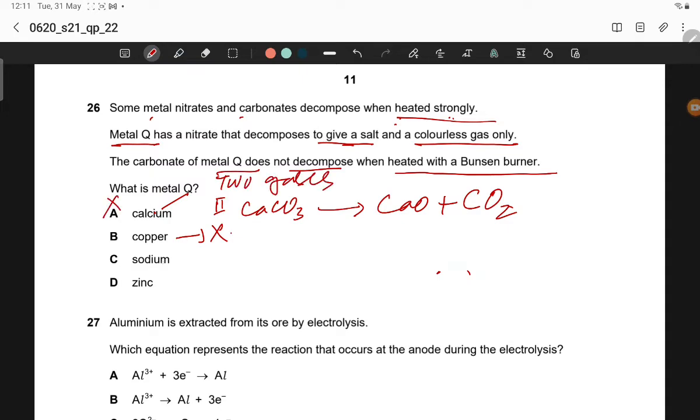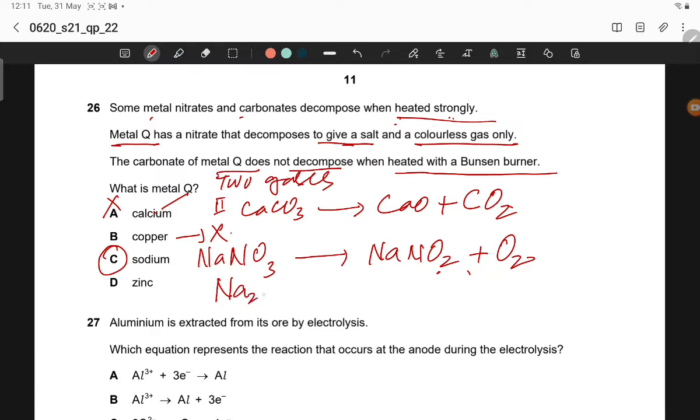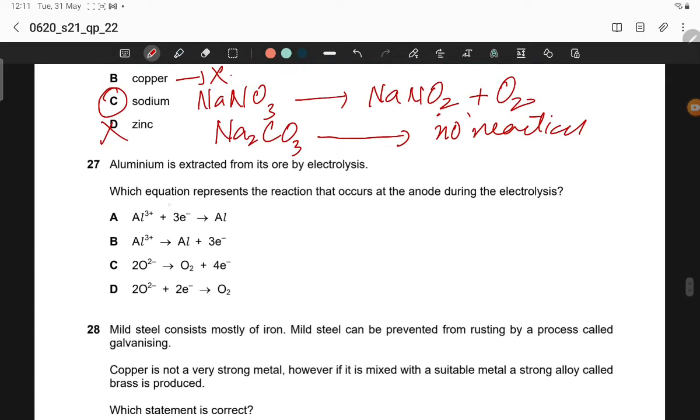It is also incorrect. Sodium must be correct because sodium nitrate gives one colorless gas on decomposition, NaNO2 plus oxygen gas, and sodium carbonate is a group 1 metal carbonate, so it is stable to heat, will not decompose, no reaction. So sodium is correct. Aluminium is extracted from its ore by electrolysis. Which equation represents the reaction that occurs at the anode during the electrolysis? This occurs at the cathode.